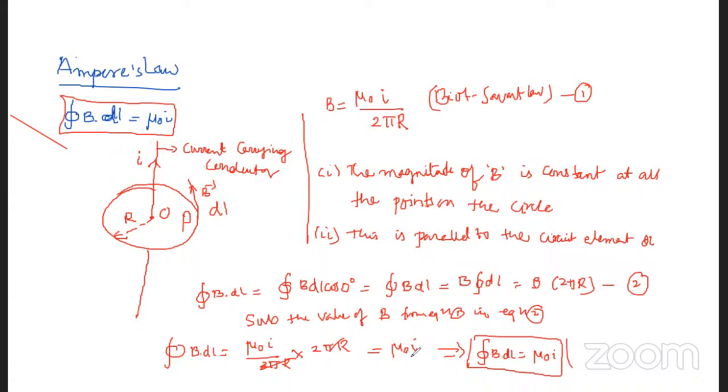That is nothing but Ampere's law: the line integral of a magnetic field B along a closed curve is equal to mu naught times the current passing through the area bounded by the curve. So the line integral of B dot dl is equal to mu naught I, we have got. So this is Ampere's law we have seen, and also the Biot-Savart law we have seen.